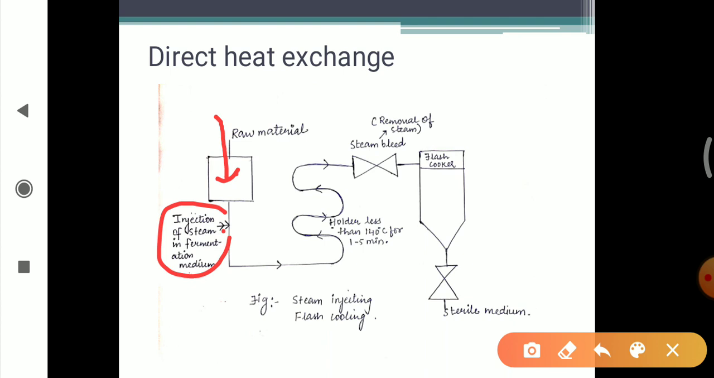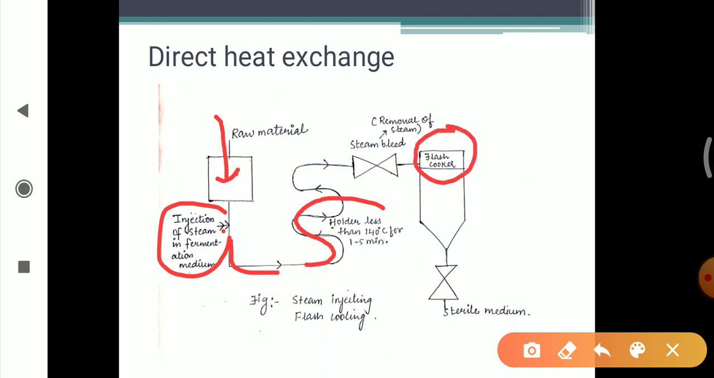Then we allow it to pass into the holding coil for a predetermined time period: 140 degrees Celsius for 1 to 5 minutes. That depends upon the viscosity of the medium. From the holding coil, the cooling of the medium is carried out by the flash cooler.